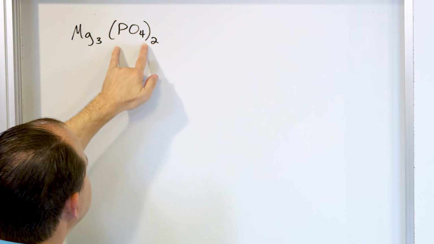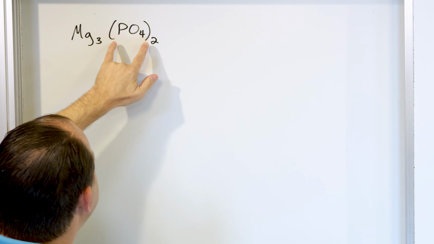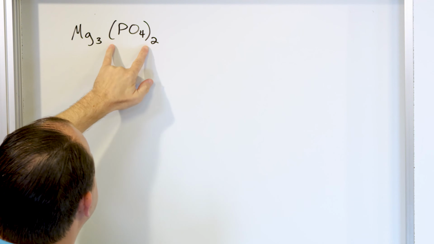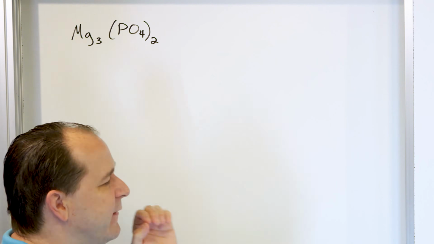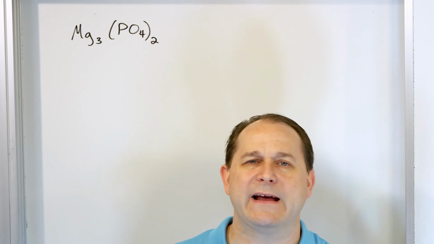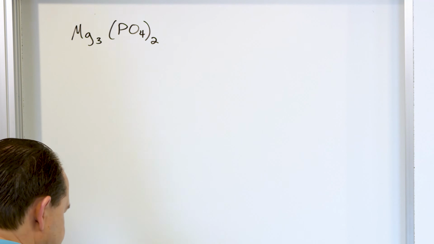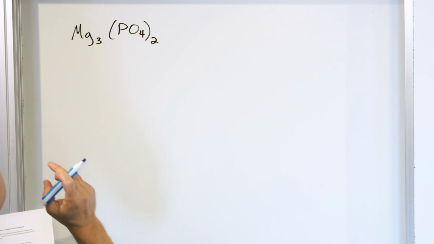So when you see parentheses here, this PO4 acts as a grouping. The number 2 is on the outside of the parentheses, so we have 2 groupings of these entities called PO4. We're going to learn the names of what they are, because polyatomic ions have names. We're going to learn those later. I don't want to do too many things in one lesson. So for this lesson, what we're trying to figure out is how many of each of these atoms we have.